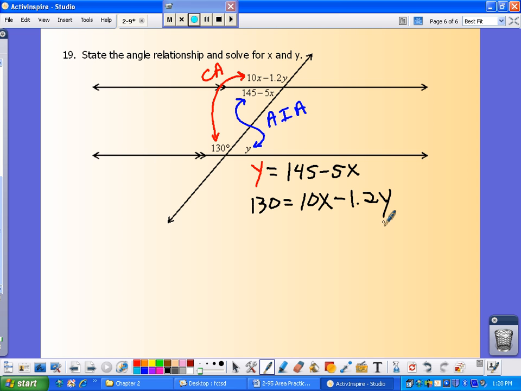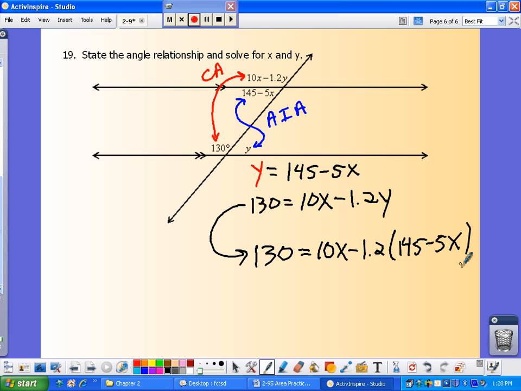Well, that looks familiar. Looks like I could use substitution on that, couldn't I? So using substitution, I'll rewrite this one. 130 equals 10x minus 1.2, and instead of y, I'll put 145 minus 5x. Now we just have to solve that. That's a lot of work. So multiplying out, I have 130 on one side. 10x, that's nice. Negative 1.2 times 145 becomes negative 174. Check my math on that. Negative 1.2 times negative 5x is plus 6x.